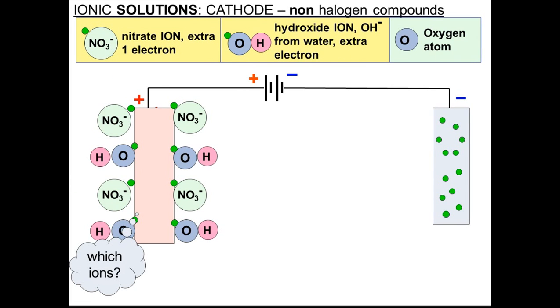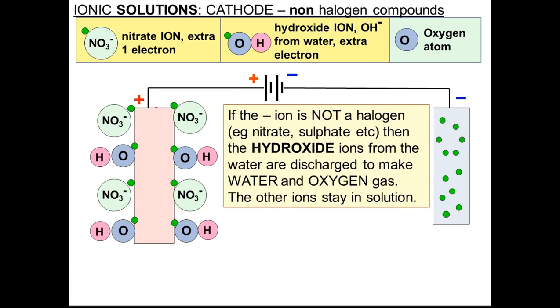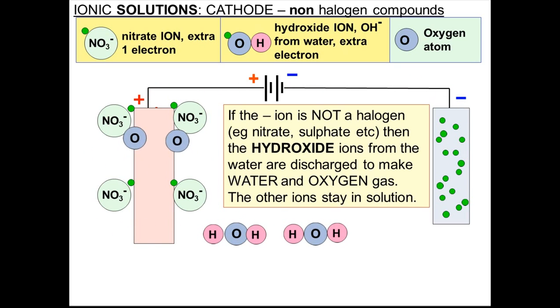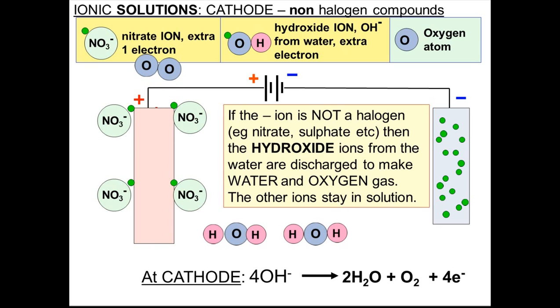So what about if we do not have halogen compounds in there? For example, if here we've got nitrate groups, NO3-, those are our nitrate groups. So what's going to happen then? Now, if we don't have halogens present, the rule is that the hydroxide ions from the water are discharged, and it's discharged in two forms. First of all, it's discharged in the form of oxygen gas and water. So we get oxygen gas being produced and water left behind as well. And there's our half equation.